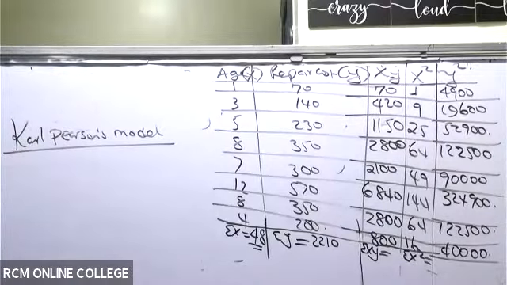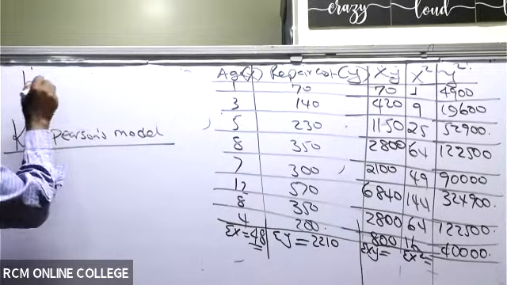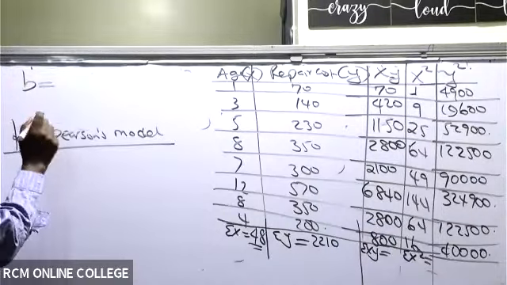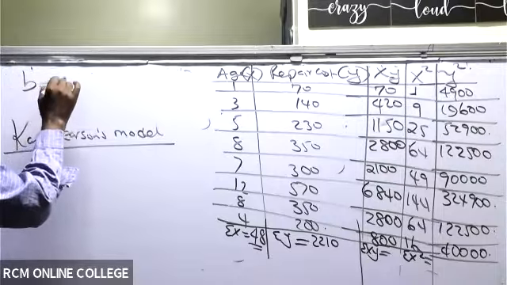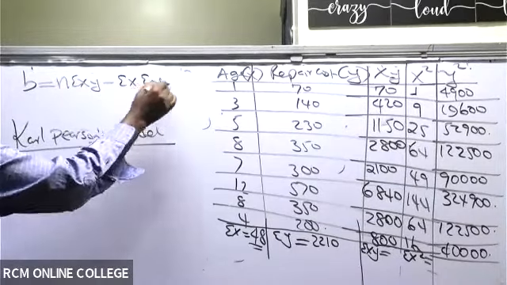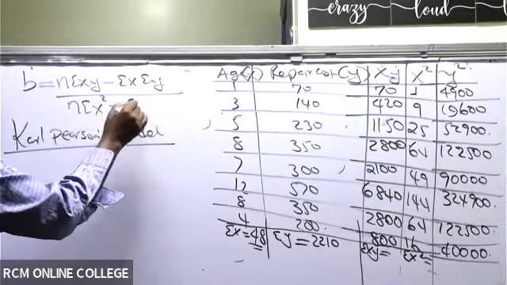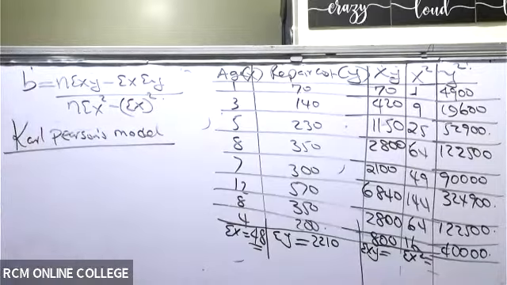All right. The person who taught me this told me that for you to be able to remember the Karl Pearson's, always start by remembering the formula of b. When you remember the formula of b, then the Karl Pearson's correlation model will be very easy. To get b, we normally take n summations of xy minus sum of x, sum of y, all over n sum of x squared minus, in bracket, the sum of x squared. That is the formula for getting b.